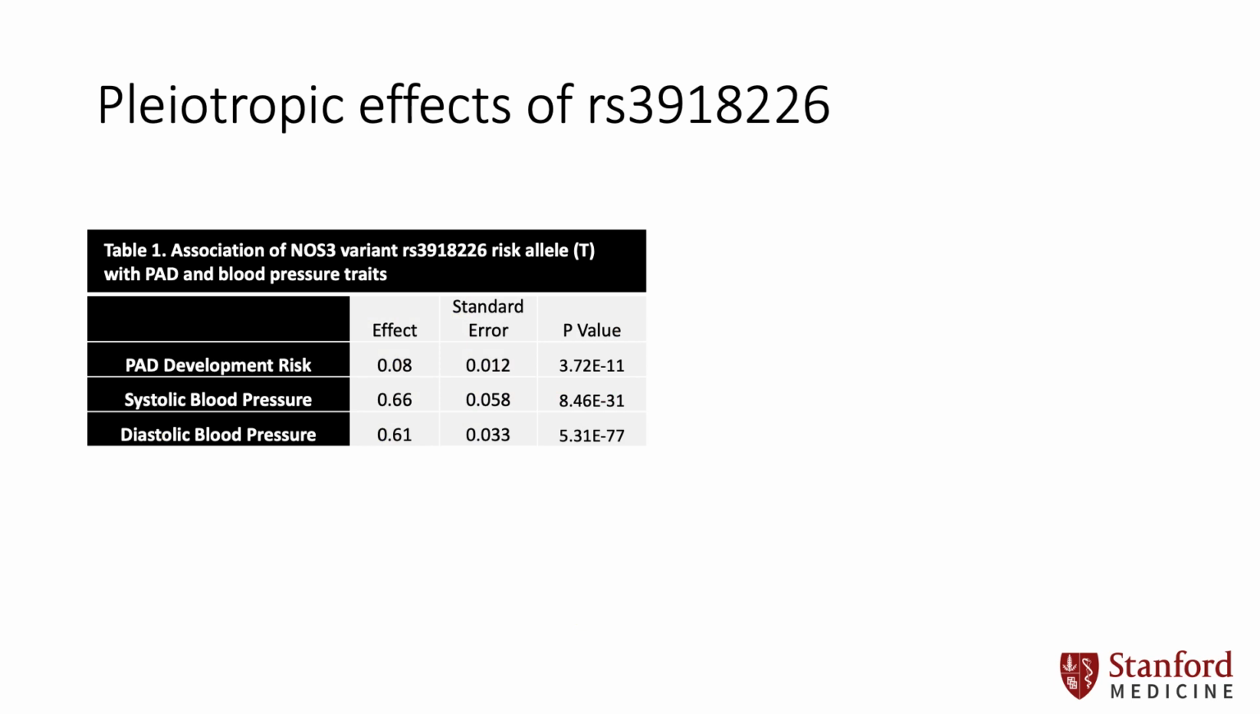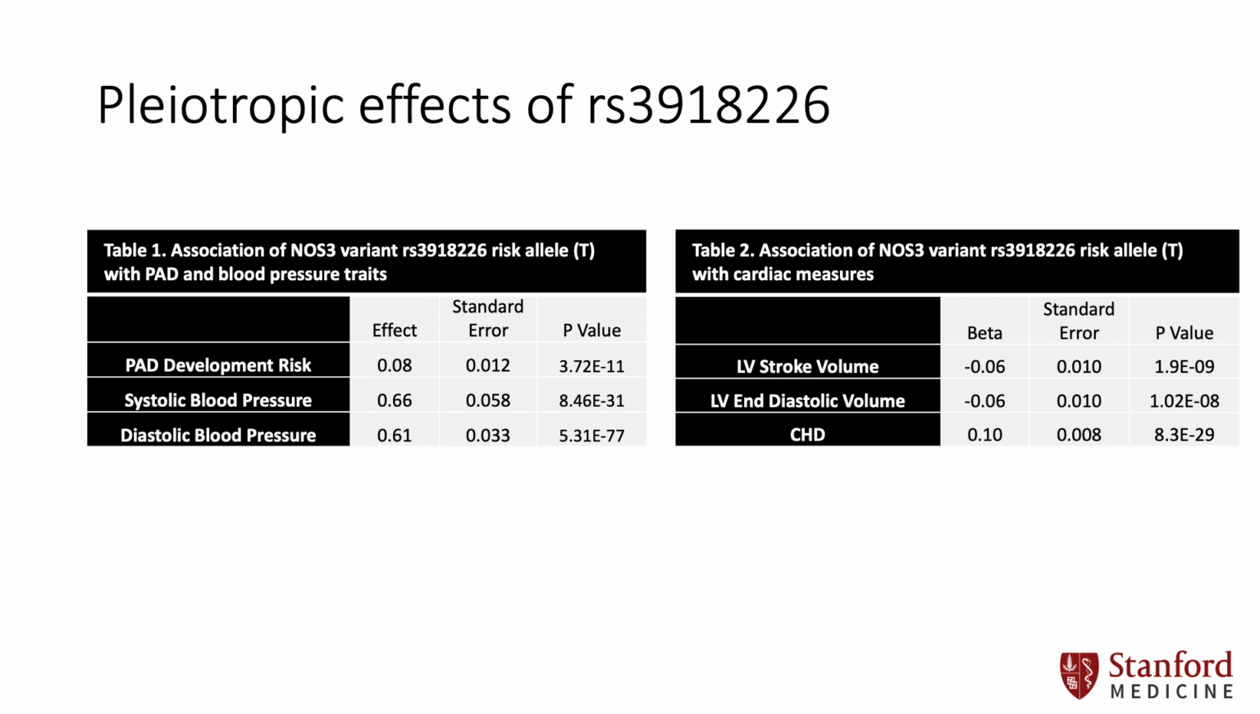So we can start to look at how this variant might function by looking at its association with other cardiovascular traits. And we can see that this variant is also associated with systolic and diastolic blood pressure and has associations with LV stroke volume and diastolic volume and coronary heart disease.